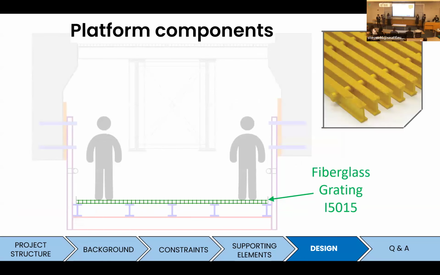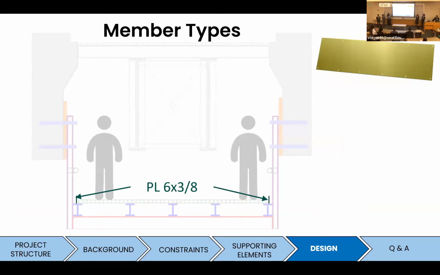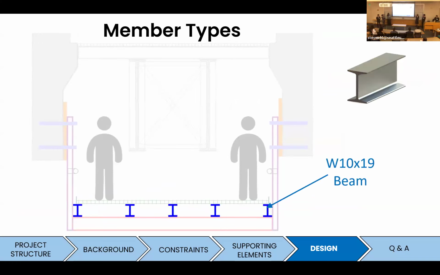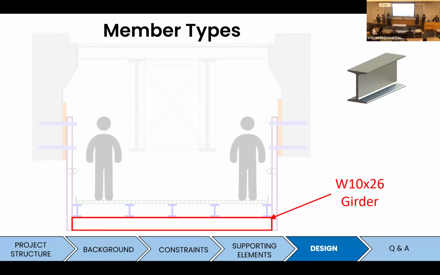So continuing on with our platform. Highlighted in green is our fiberglass grating, atop which our users are going to walk. To the sides of these are our kick guard plates. This is meant to prevent materials that may be dropped by the users from rolling off of our platform. These sit atop our W10 by 19 beams highlighted in blue, which in turn sit on top of our red W10 by 26 girders.